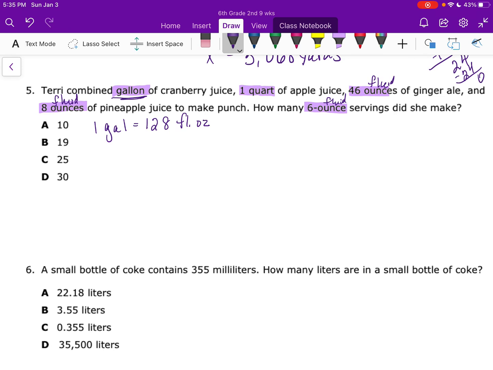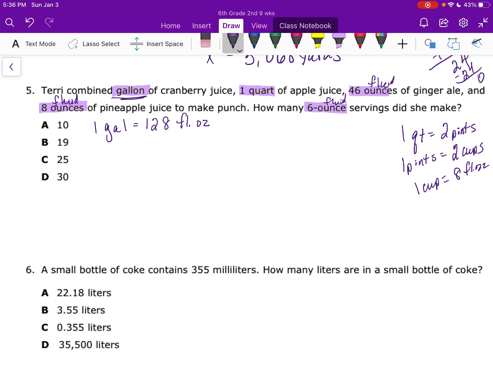Okay, so with our quart, 1 quart is how many pints? It says on your chart. So 1 quart is 2 pints, and then 2 pints is, no, not 2 pints. Let me erase this. 1 pint is 2 cups, and 1 cup is 8 fluid ounces. Okay, so that's what we have to use to figure out how many fluid ounces there are in a quart.